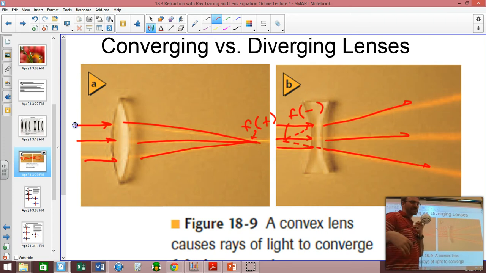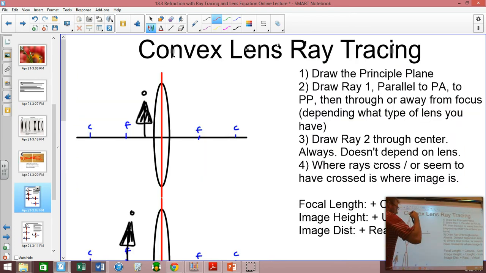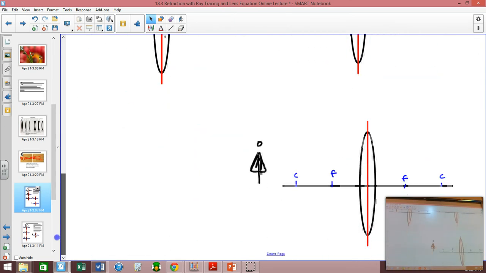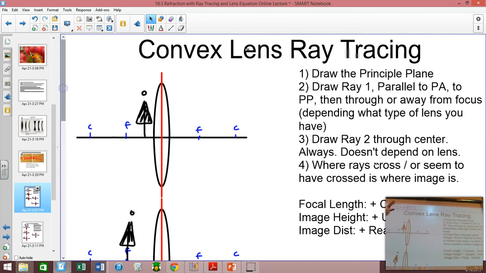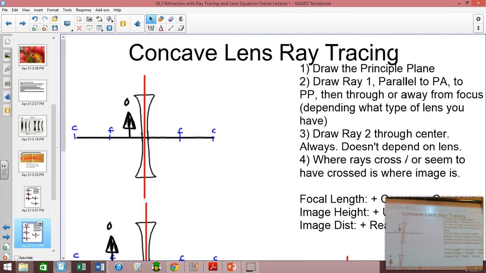And it's funny, it's the exact opposite for mirrors. A concave mirror has a positive focus, and a convex mirror has a negative focus. So they're just a little bit different. We're going to talk about the ray tracings, just like what we did before. I've got five scenarios set up with a convex lens, and then I've got the same thing set up with a concave lens.